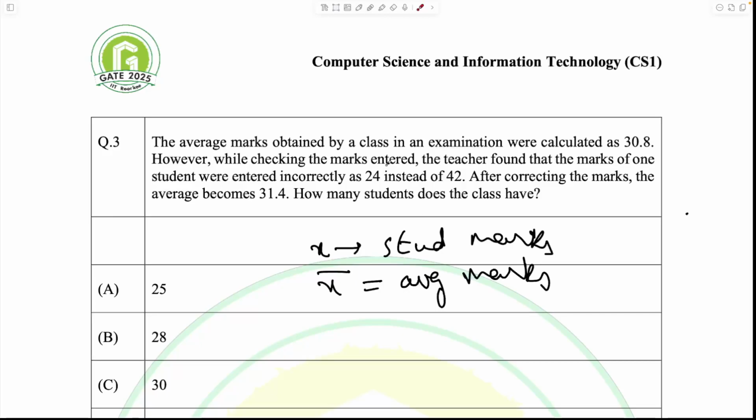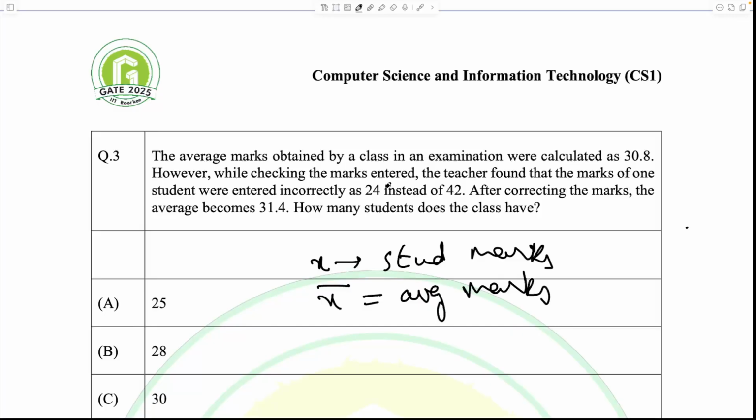However, while checking the marks entered, the teacher found that marks of one student were entered incorrectly as 24 instead of 42. So one of the data points that was entered into the computer was that a student, let's say x7, gained 24 marks, but in reality that student actually gained 42 marks. So whoever was entering the data has made a blunder there.